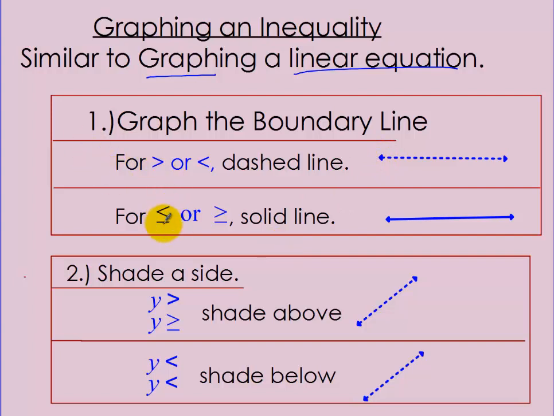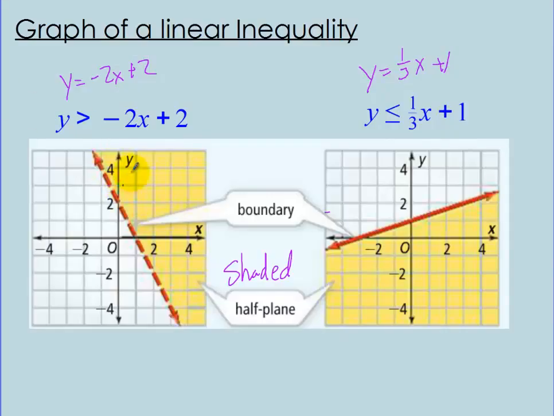Now, if you do have the or equal to, like less than or equal to or greater than or equal to, it's solid, because the boundary line counts along with everything that's shaded. Now, you also have to shade a side. Which side do you shade? Because there are always going to be two sides of a line. Usually we call these the top, because it's above the line, or the bottom, because it's below the line. So in every case, you're going to have one of those two.